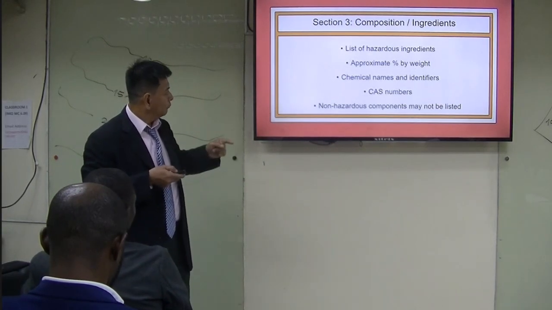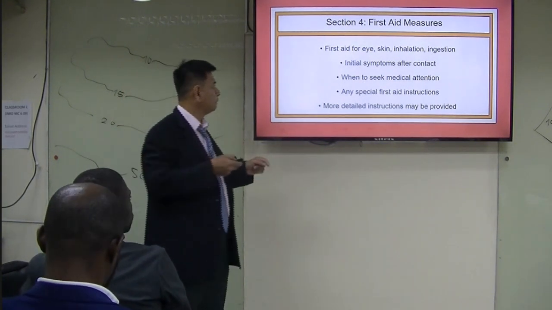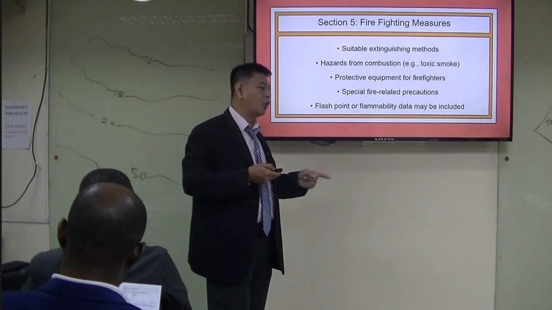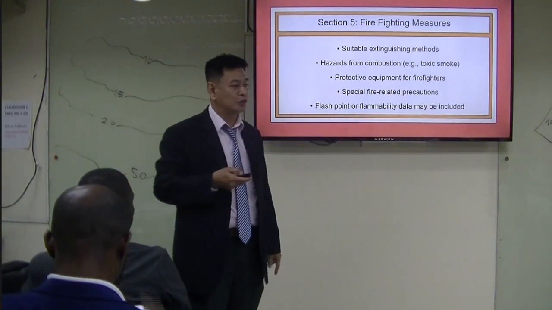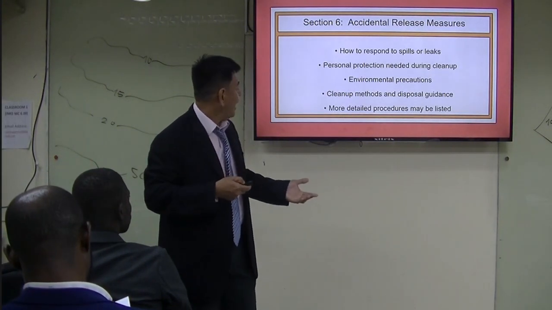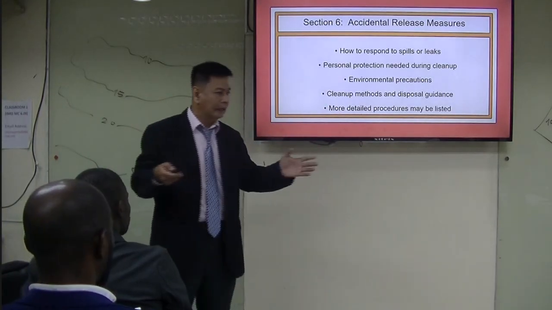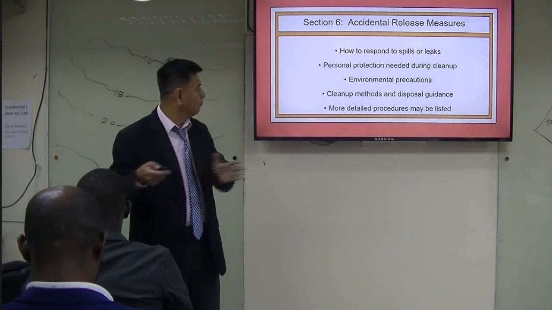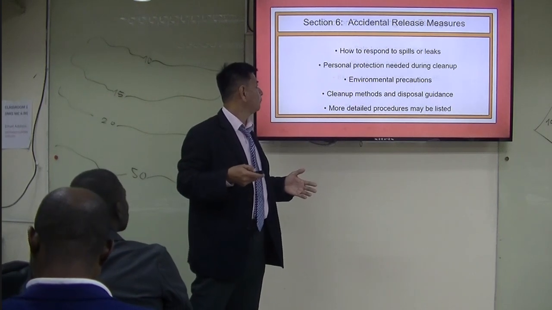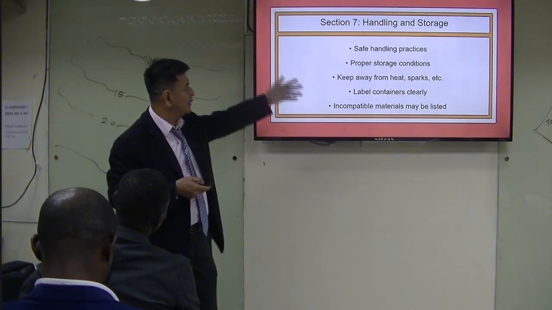Then, first aid measures are in section 4 of the MSDS. Section 5 is the firefighting measures, the suitable firefighting media that you are going to use in case you have some fire on board. Okay? Then accidental release: how do you respond in case the chemical you have on board spills, and what personal protective equipment is needed? Okay?